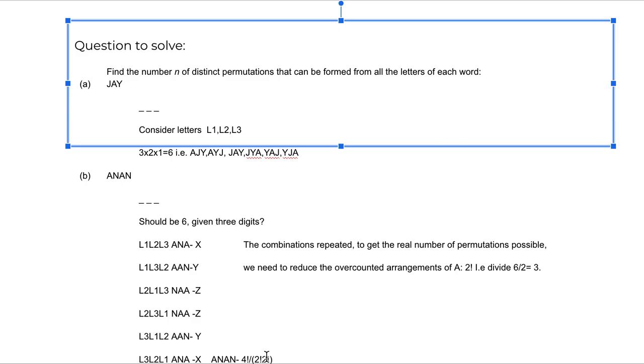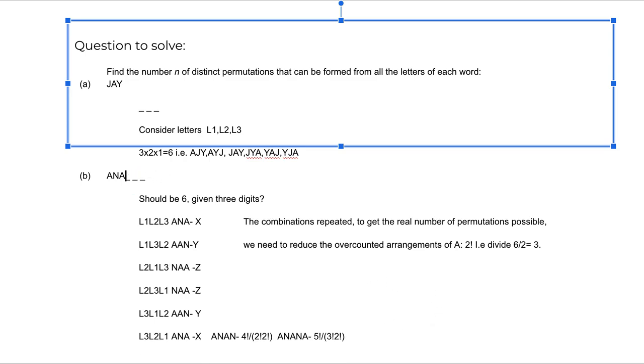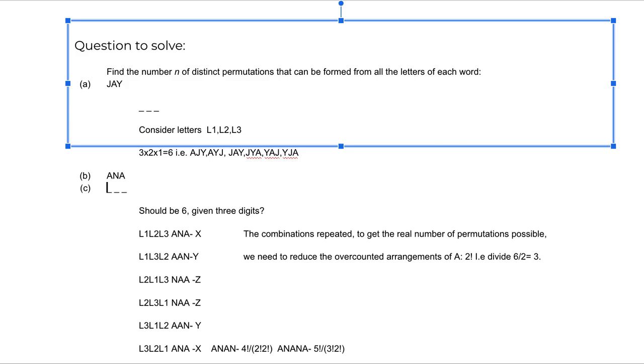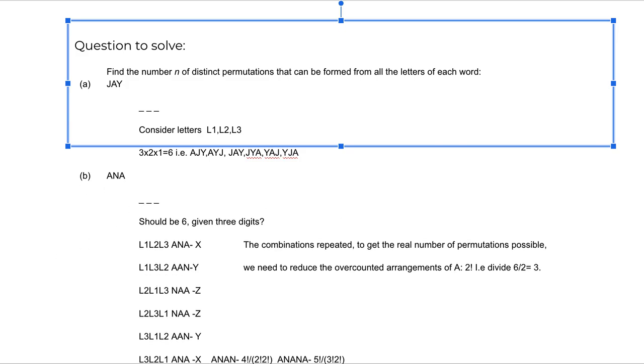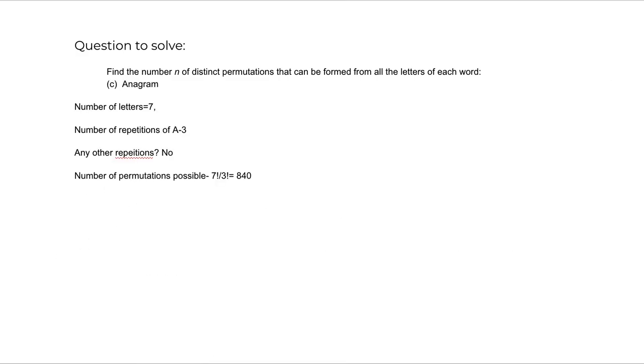So you keep on multiplying the number of times it repeats. I'll just make another statement here. If it was A-N-A-N-A, which is Banana, it would be 6 factorial divided by 3 factorial times 2 factorial. Okay? Awesome, that's done. Question, if it was anagram, so the same thing again, we know that A repeats itself 3 times, so it's 7 factorial by 3 factorial, that is 840.